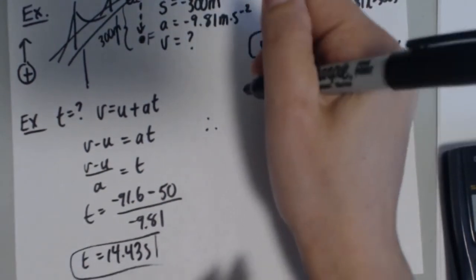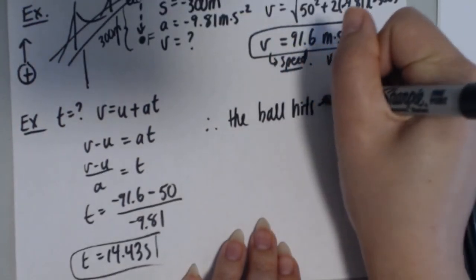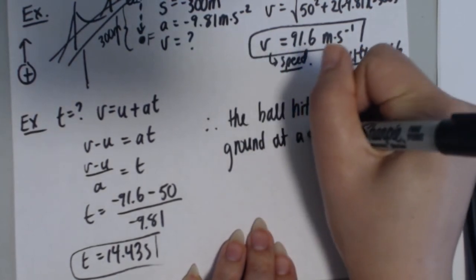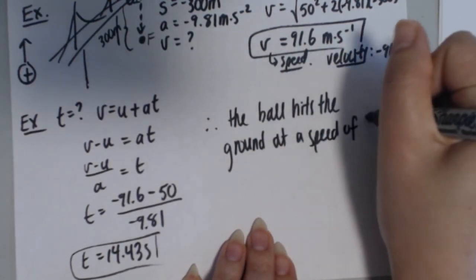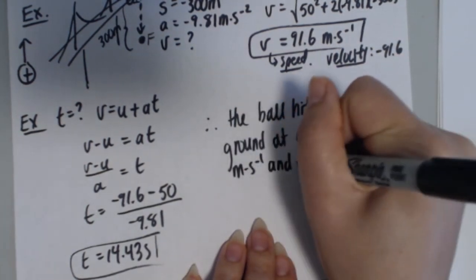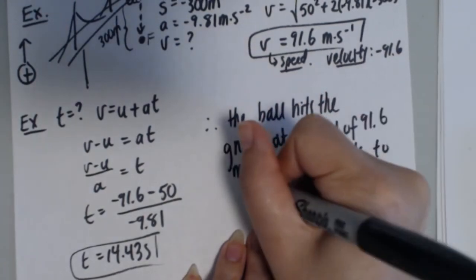So therefore, the ball hits the ground at a speed of 91.6 meters per second and takes 14.4 seconds to do so.